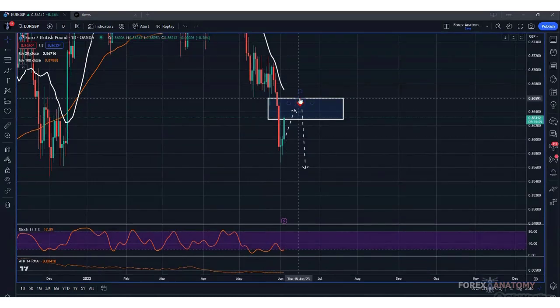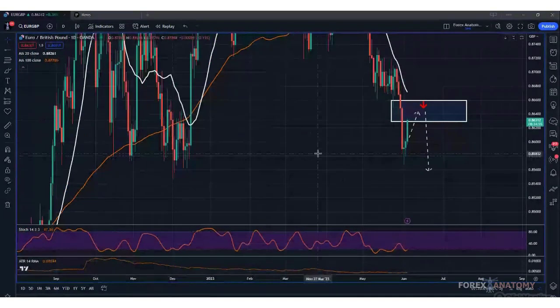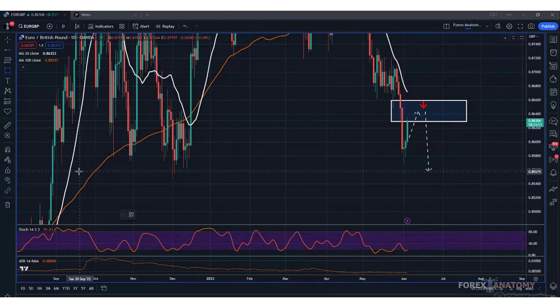We see this correction up into this zone. I know we sent the image in the private chat. We could be due for a continuation of this bearish move to the downside. Bear in mind, we are approaching, or we did test, this area of daily support or demand right around here.